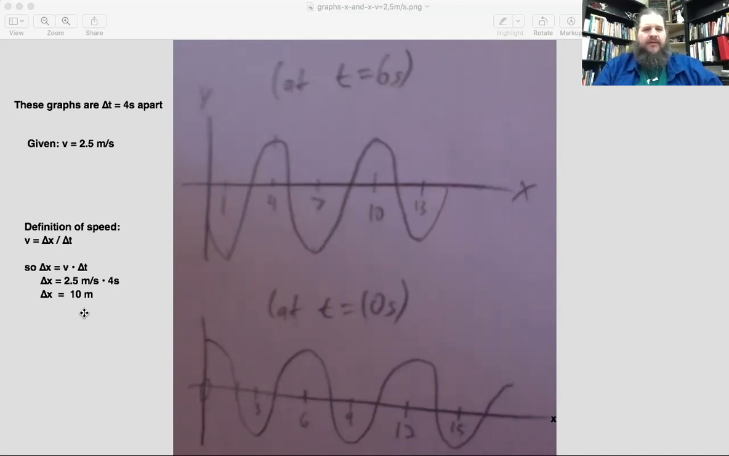So can you find, is that okay, 10 meters? Can you find the same type of point on both graphs that are separated by exactly 10 meters? Maybe a crest on one of them and a crest on the other that are exactly 10 meters apart, or a trough on one and a trough on the other, as long as they're exactly 10 meters apart from each other. What 2 points would work there?